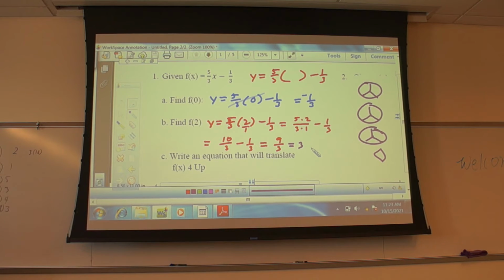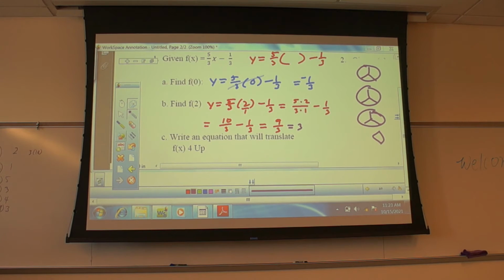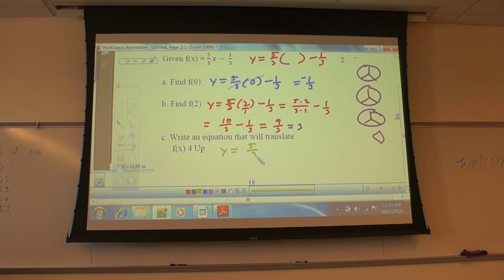But I want to honor what people want to do in the class and make sure we meet everybody's needs. So let's take a look at an equation that will translate f of x up 4. So f of x is this: f of x equals 5/3 x minus 1/3.